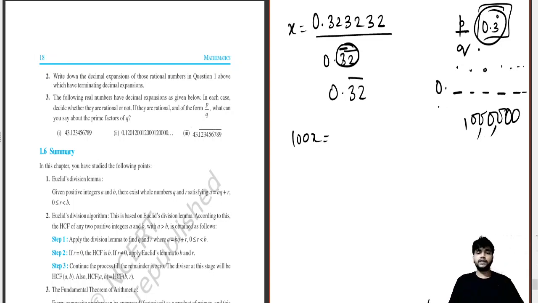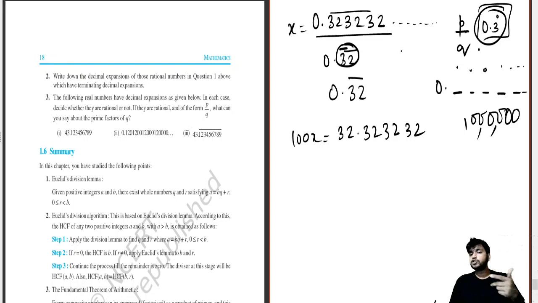So if you multiply it by 100, this becomes 32.32 recurring. Now a student may say, sir, there are only this many numbers. No, it is recurring. What do you mean by recurring? Continuously having the same pattern. Now, what is x?